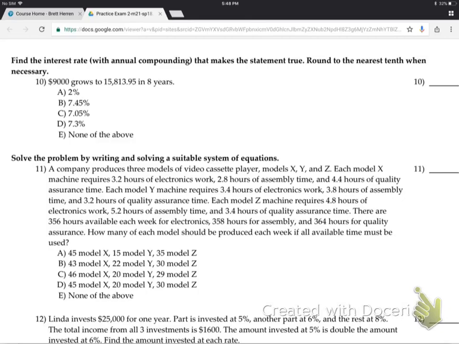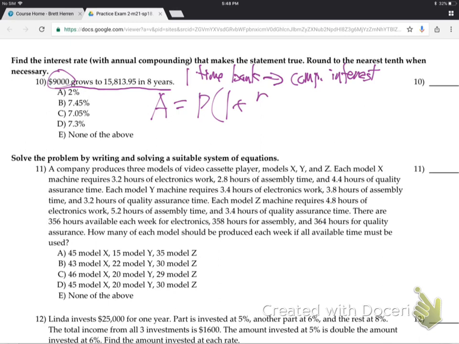All right, find the interest rate that makes the statement true. So 9,000 grows to 15,813.95 in 8 years. That's not an annuity. That's a one-time deposit: you put 9,000 in the bank and it grows, not several trips to the bank. It's the compound interest formula, so we use A equals P, 1 plus r over N to the NT.